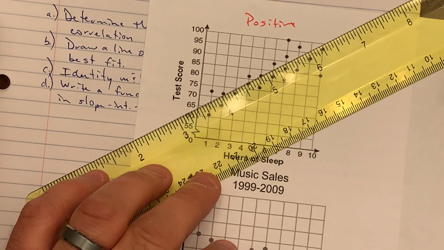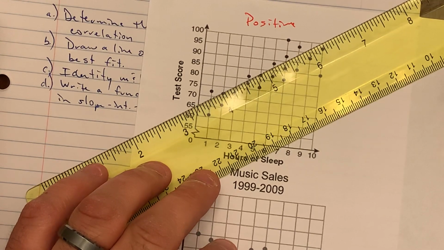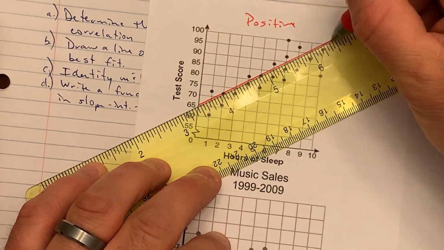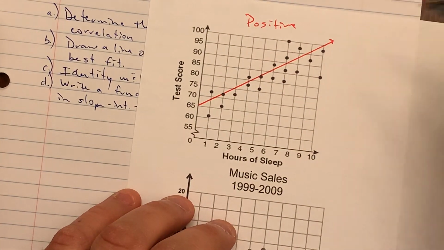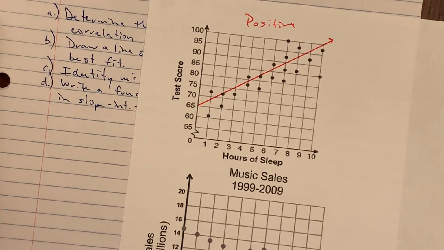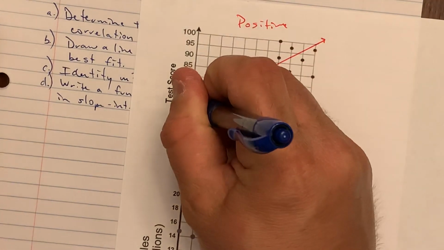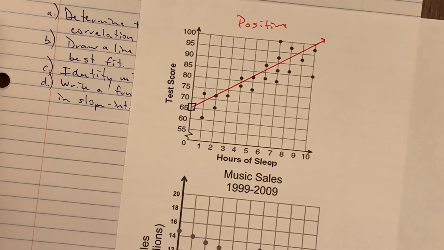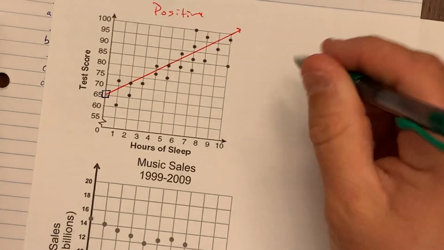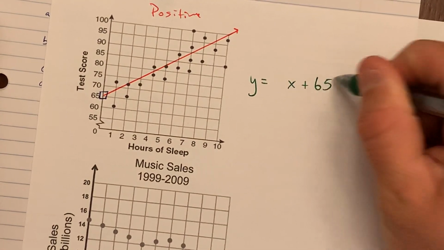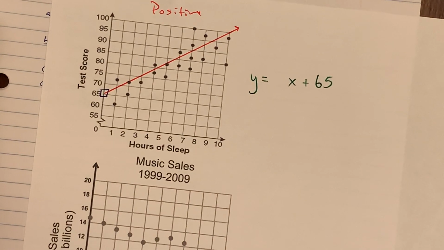So it looks like here, I don't know, around. Sometimes you can kind of fiddle with it just to make it look good for your data. I'm going to go right here. All right. So it looks like it's pretty much on par with everything here. So I can see right here is my y-intercept, 65. So then I need to determine our slope. All right, so right away I know it's going to be y equals something x plus 65. Now I got to determine the slope.